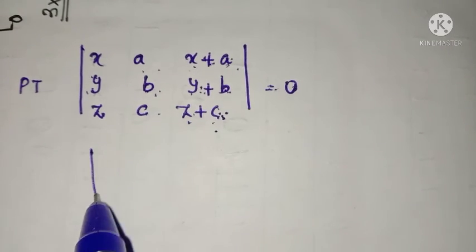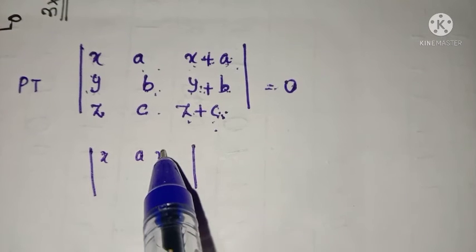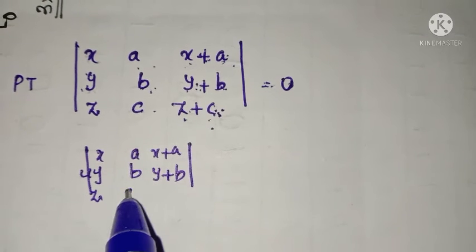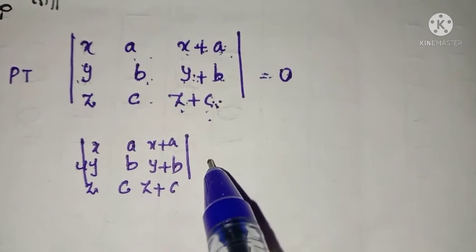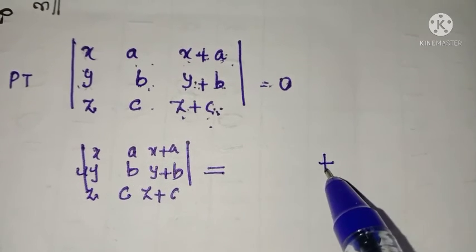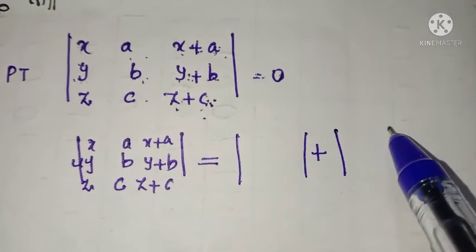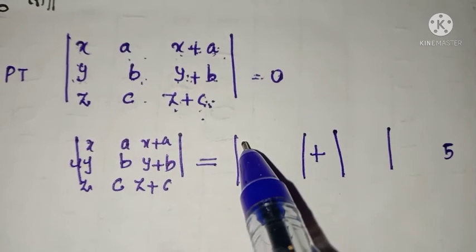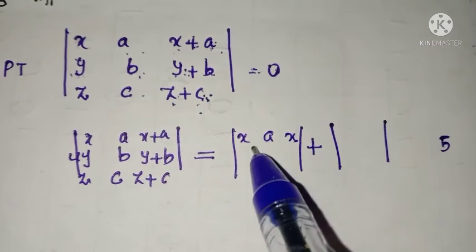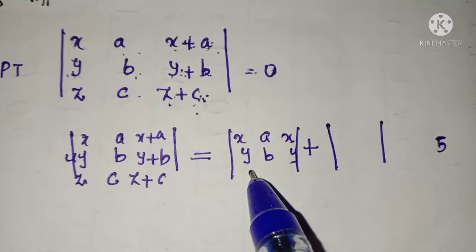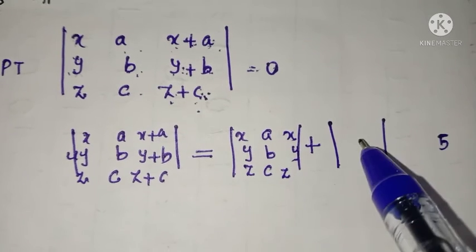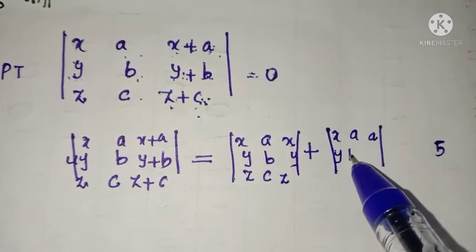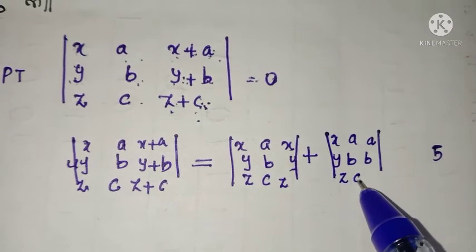So the given determinant x a x plus a, y b y plus b, z c z plus c can be expressed as the sum of 2 determinants. So this property is property number 5. So the determinants are x a x, y b y, z c z. Next determinant is x a a, y b b, z c c.